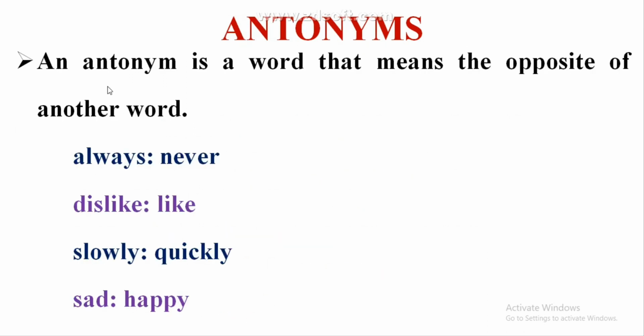Next is antonym. An antonym is a word that means the opposite of another word. Example, always's antonym is never, dislike's antonym is like, slowly's antonym is quickly, sad's antonym is happy.